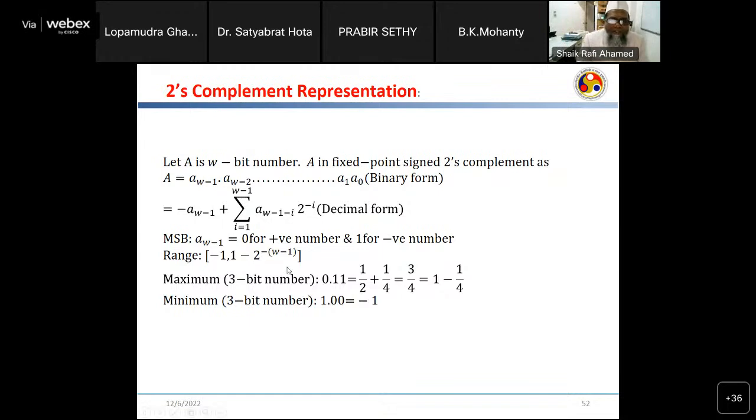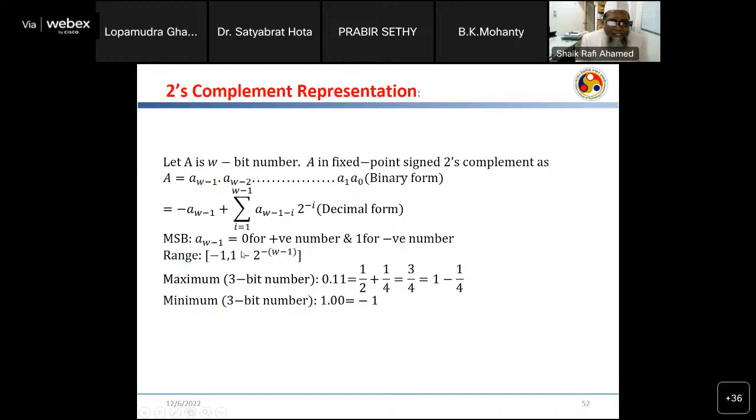So in this representation, the range of the numbers that can be represented is the minimum value, minus 1, and the maximum positive number is 1 minus 2 raised to the power of minus (W minus 1). This is clear from this example.